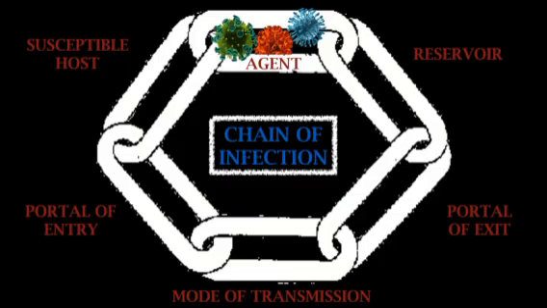Look carefully at some ways this can be done. The mode of transmission piece of this chain can be altered by using work practice controls or engineered sharps devices. Portals of entry can be protected by always using appropriate personal protective equipment. And the susceptible host piece can be altered by utilizing vaccines whenever available.